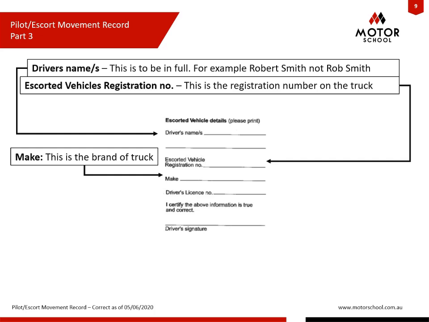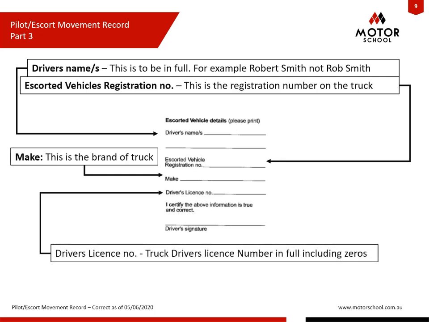Next, we look at the brand of the truck. Is it a Kenworth, a Mack, is it a Freightliner, a Scania, Mercedes-Benz, whatever it may be, we write in the make of the truck. The license number is the license number as per the driver's license. If there's a 0 on the front, please include it. We get so many pilots that don't include that.